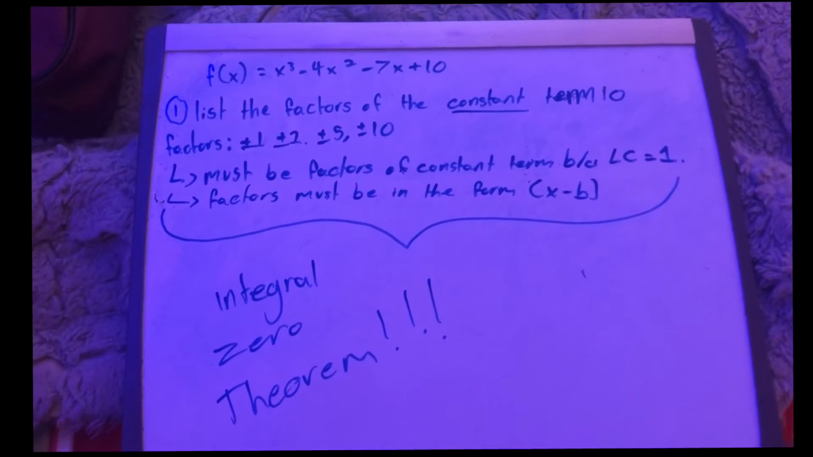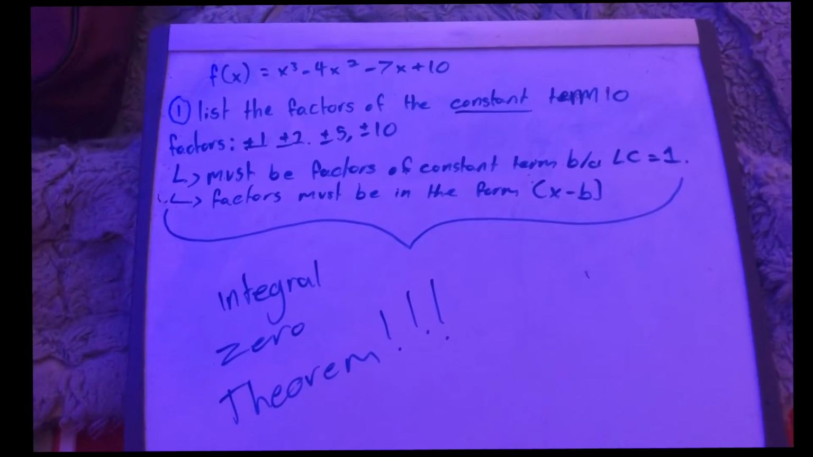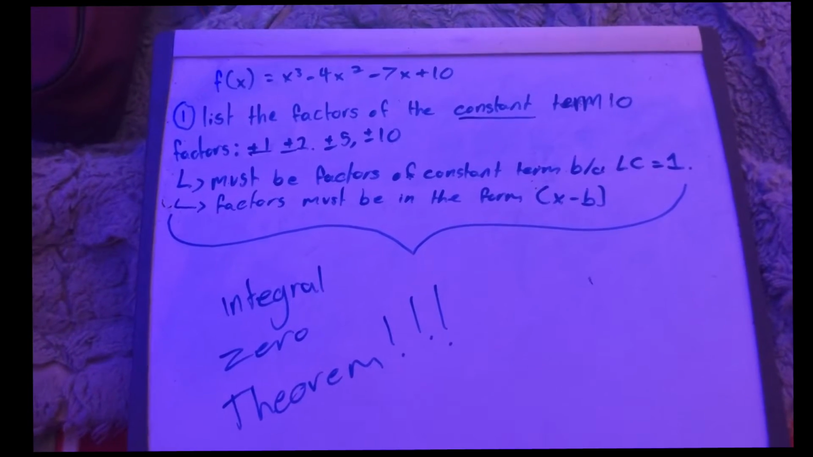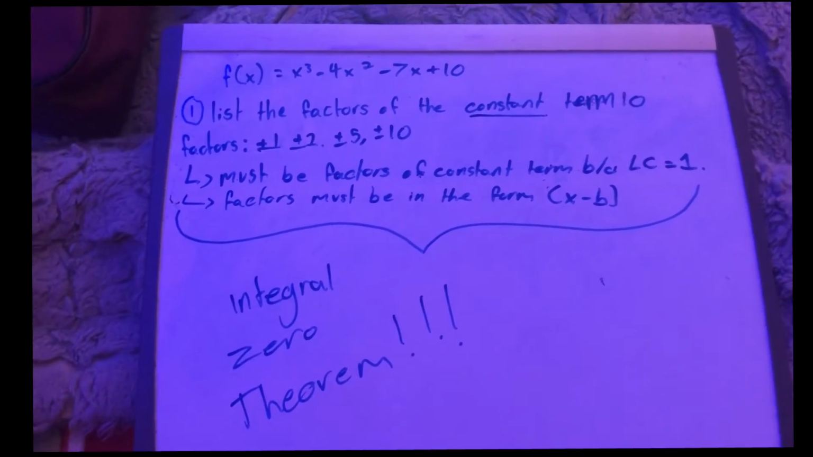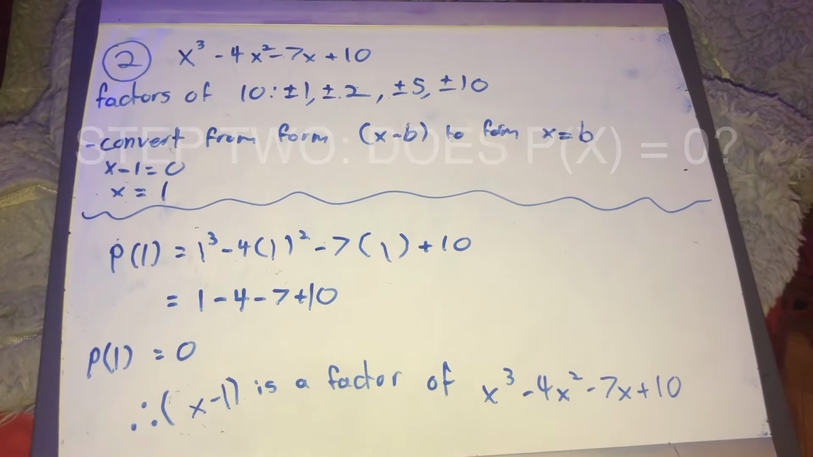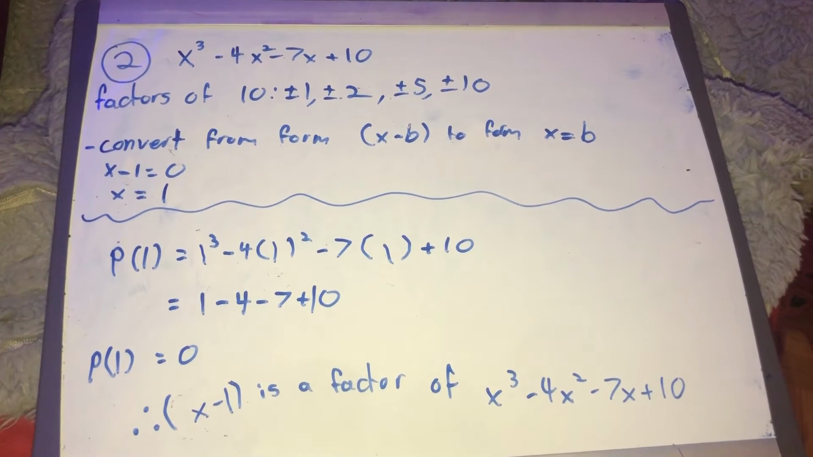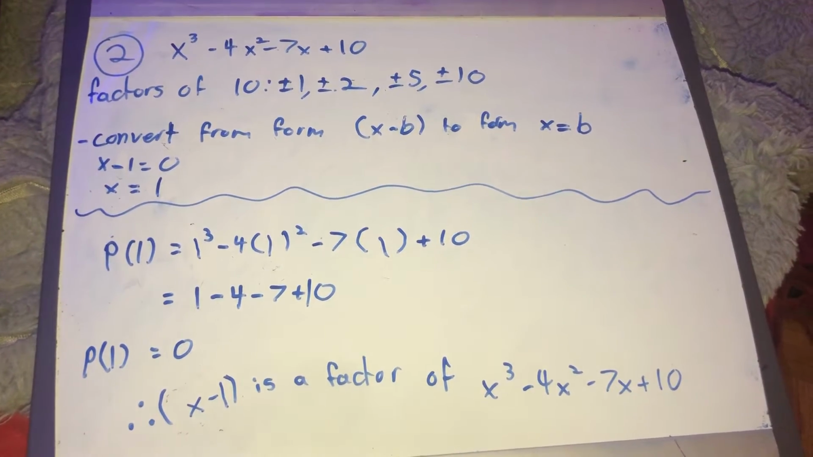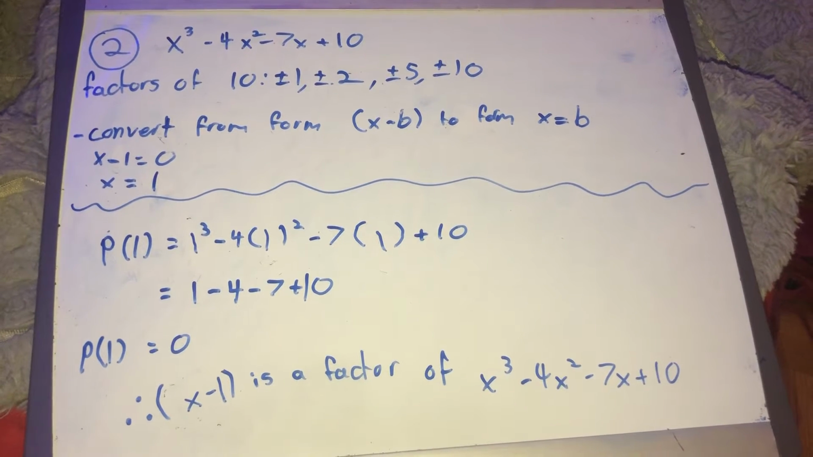They must be factors of a constant term because the LC is equal to 1. And the factors must be made in the form x minus b. This is all a part of the integral root theorem. Our second step is to choose one of the factors of the constant term 10 and convert it from the form x minus b to the form x is equal to b.